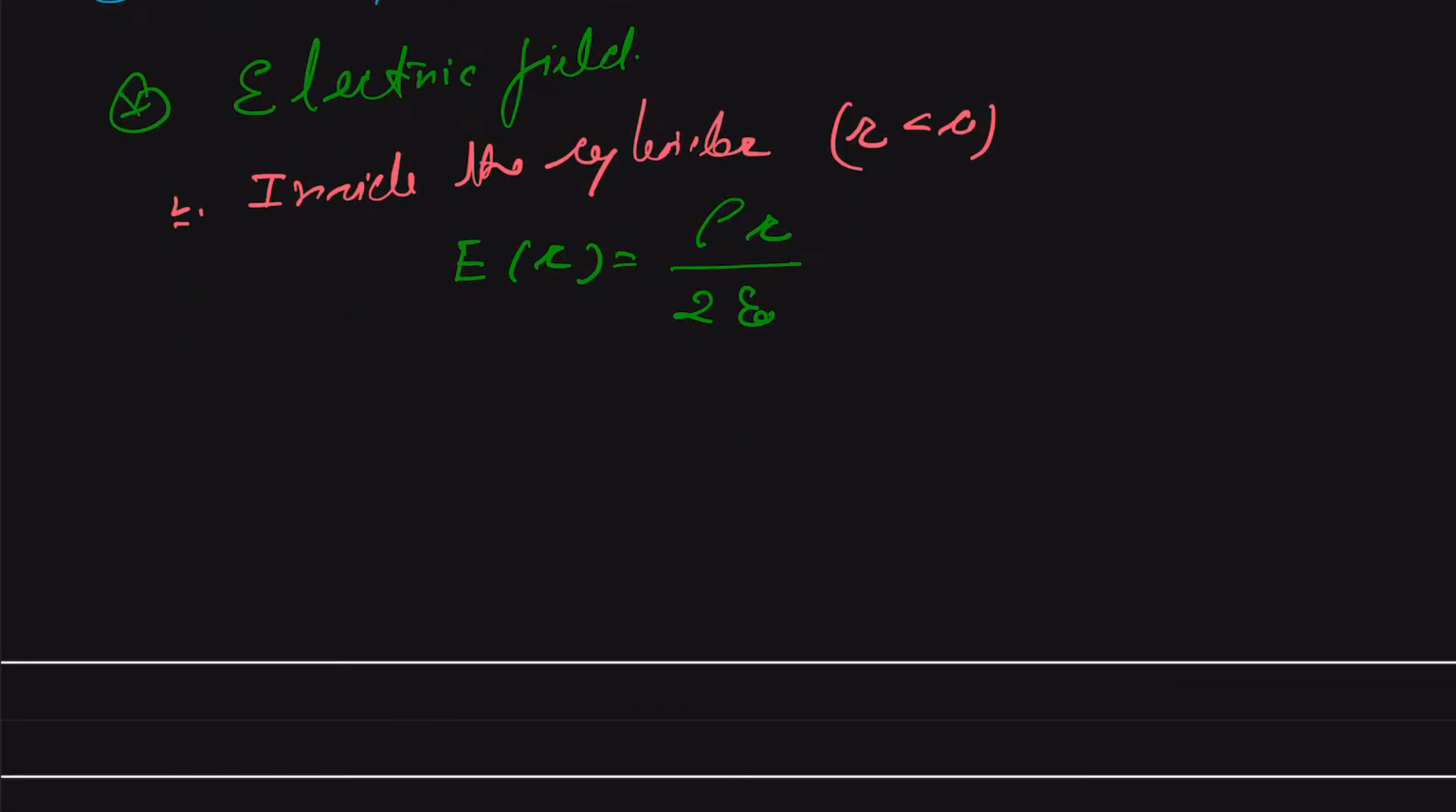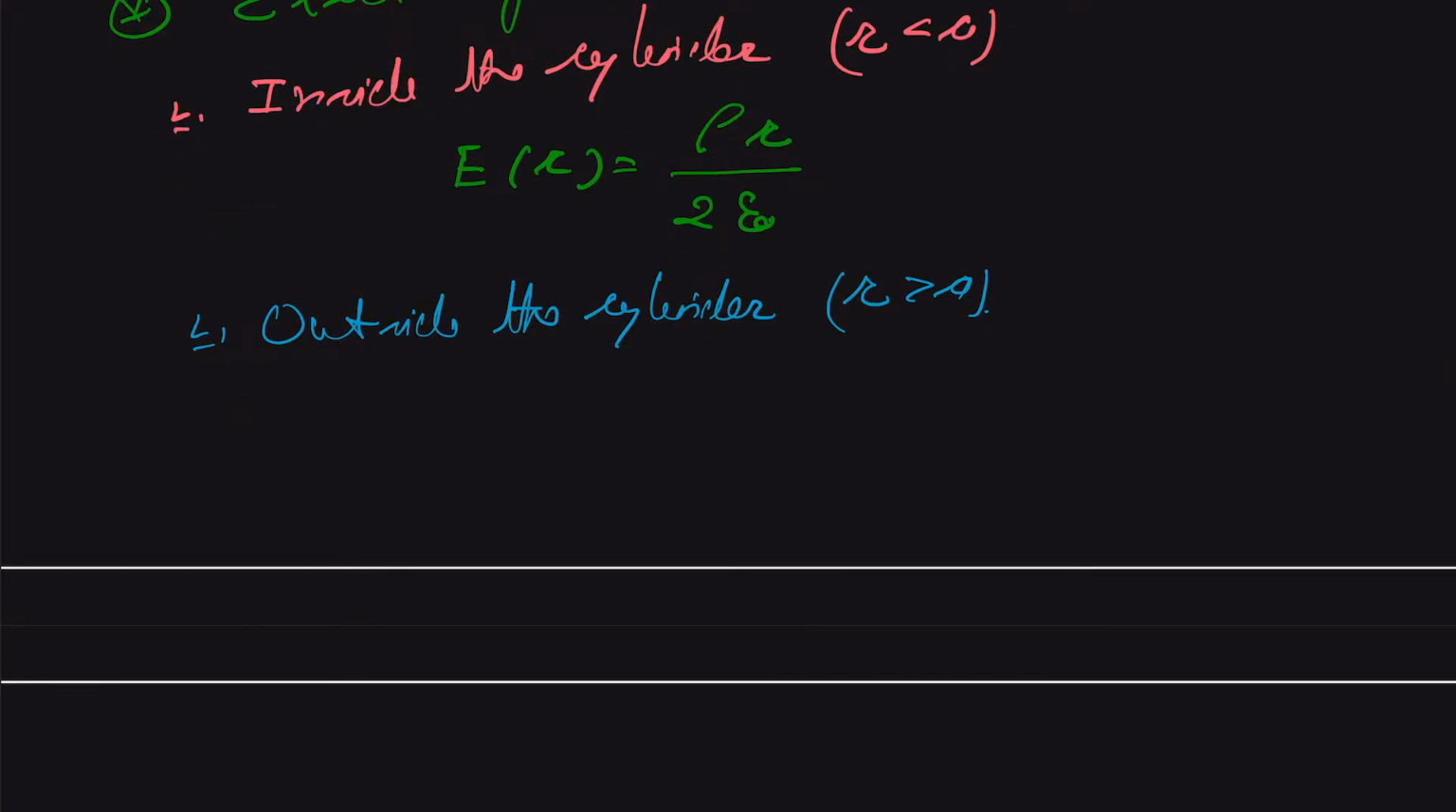Now outside the cylinder, r is greater than a, so we get that the electric field in this case will be equal to lambda upon 2 pi epsilon naught times r. Okay, so this is the standard formula for our electric field inside the cylinder as well as outside the cylinder.